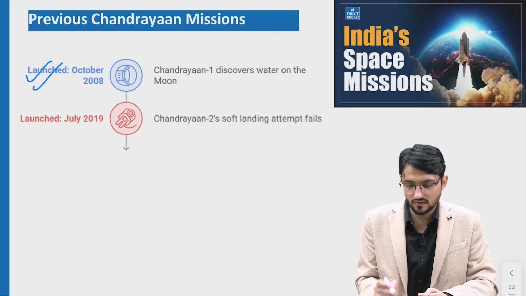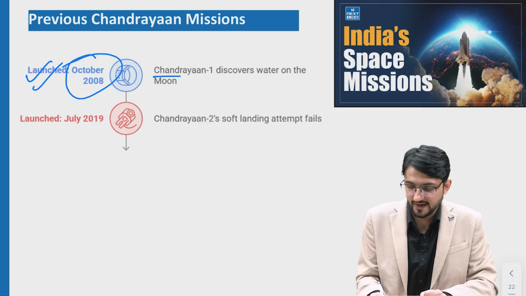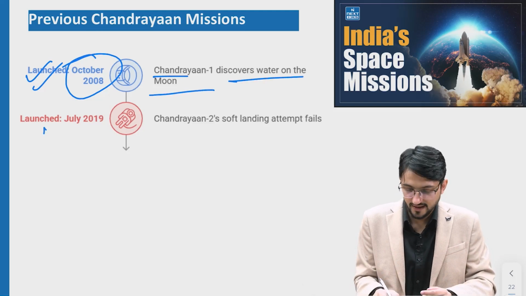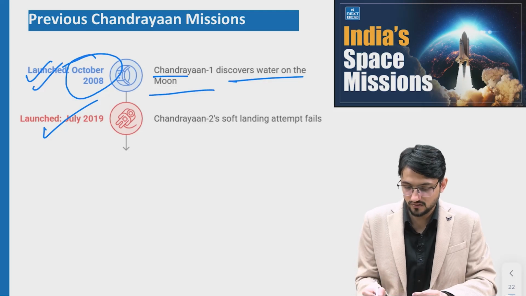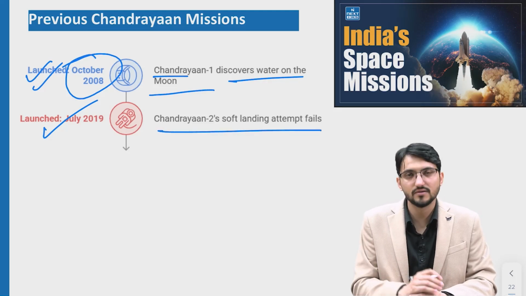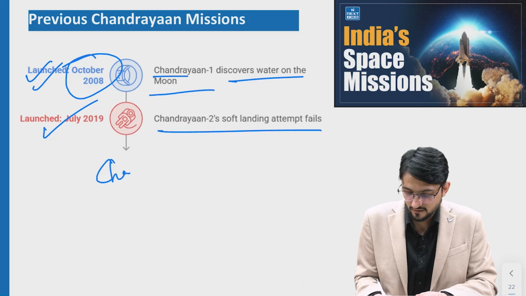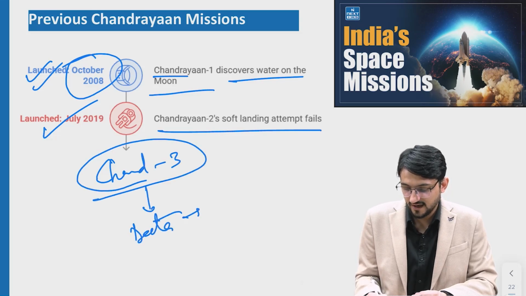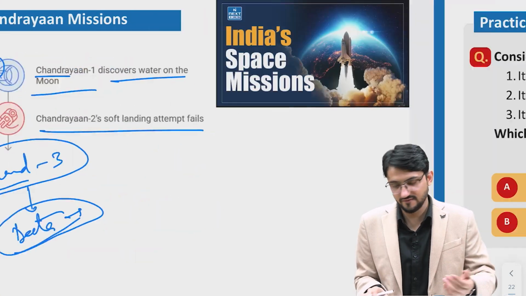Chandrayaan 1 was launched in October 2008, which discovered water on the Moon surface. It was a very successful mission. Then we launched Chandrayaan 2 in 2019, but the soft landing failed. And then we launched Chandrayaan-3, from which we have gotten this data and created all this information which we have discussed.